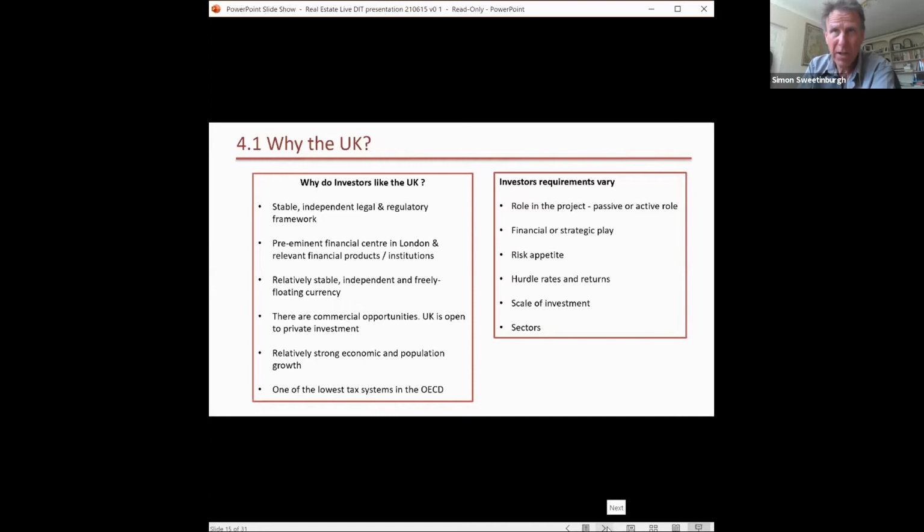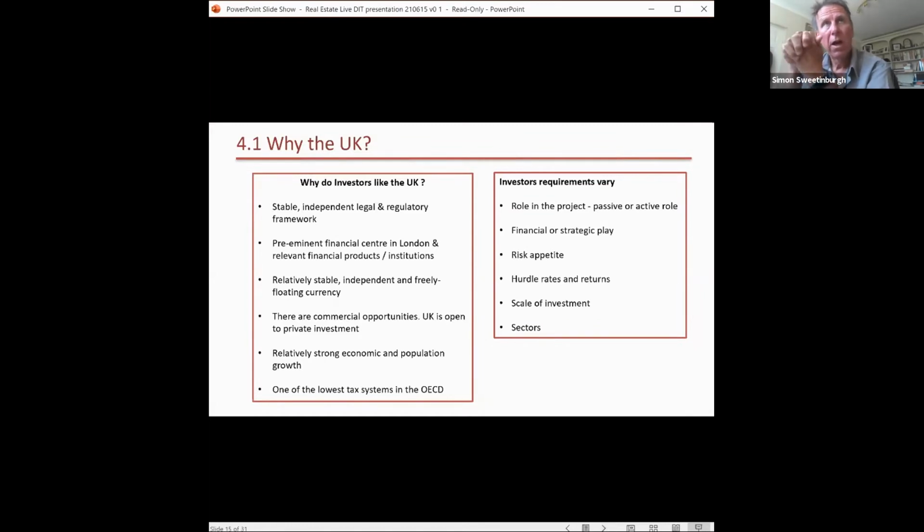London is clearly a preeminent financial centre, with all the relevant financial products and institutions here. The currency is relatively stable and free-floating. And there are commercial opportunities in the UK, which people understand, and they understand that we're open to private investment. The evidence of that is palpable. There's a relatively strong economy, and population growth is important to investors as well. We've got one of the lowest tax systems in the OECD. So in a whole range of ways, the UK is an attractive environment.